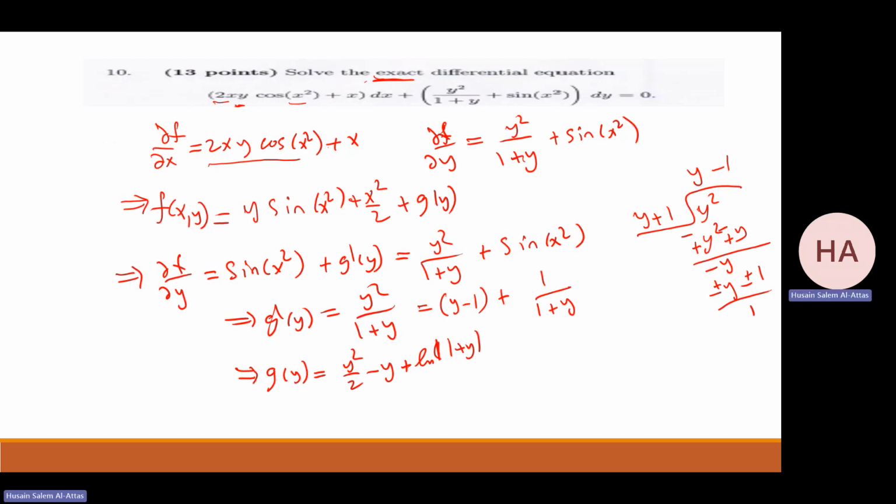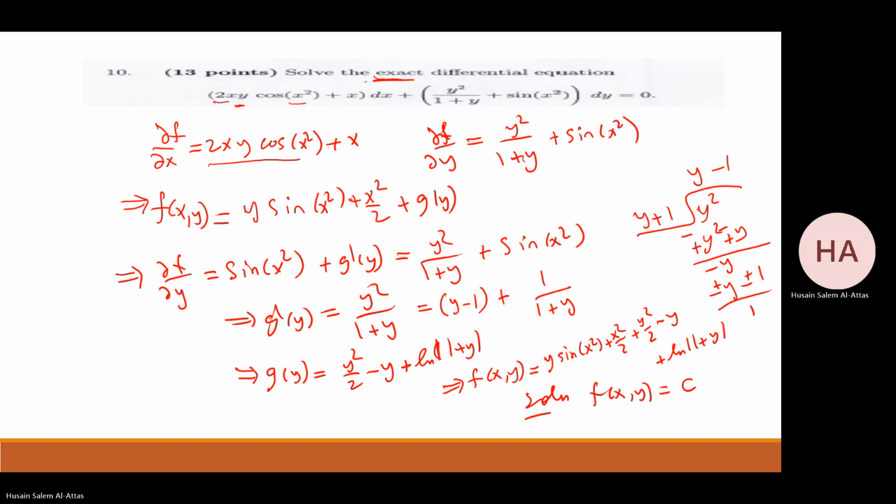Yeah, I plug it in f. So f of x and y will be y sine x squared plus x squared over 2 plus y squared over 2 minus y plus ln of 1 plus y. Solution: f of x, y equals c. I will not write f again. That will be my answer. Be careful with the calculation, just the integration, I need to be careful about it.